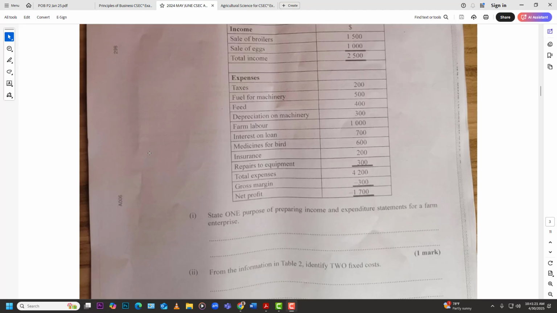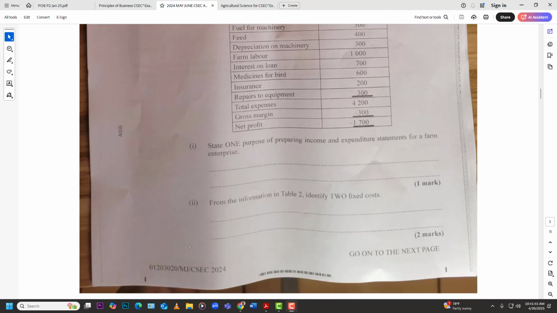So one, so you know if you're making a profit or a loss, so you know if the farm is making money or not. And two, so that you can look back and plan accordingly, know what's happening, so you can know what is bringing in the money and what is losing the money. You can make a budget, everything like that. So you're able to use this to inform other decisions, right? So those are some of the purposes for income and expenditure statements.